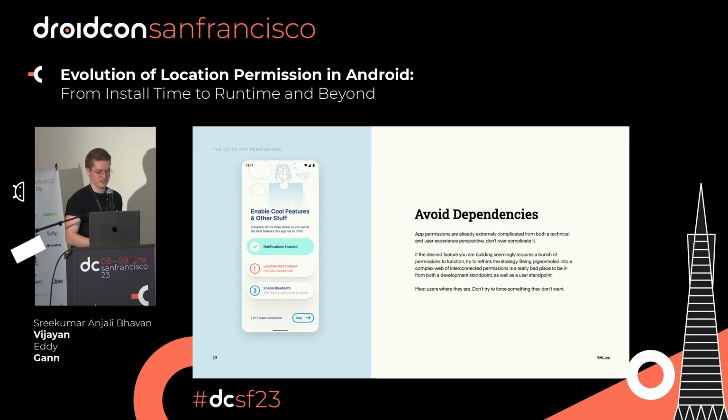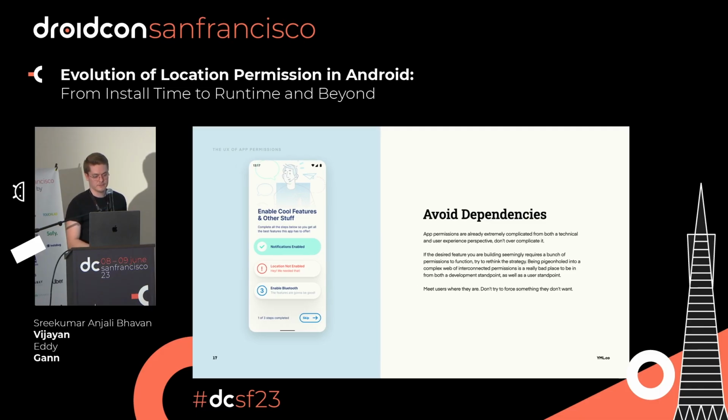So that's some of the stuff that you really want to make sure you avoid as far as the user experience, like trying to cram all of the permissions into one flow or onboarding or something like that. But what does some of the good user experience stuff look like?